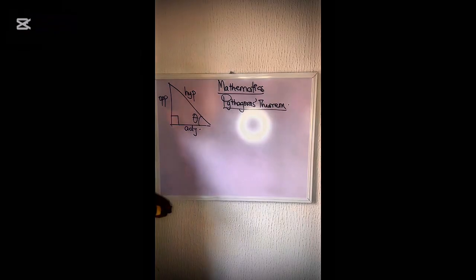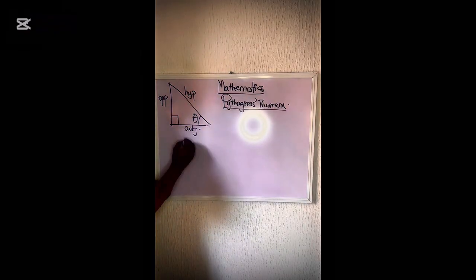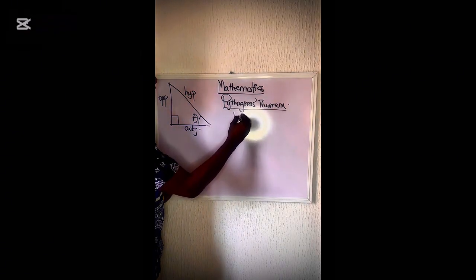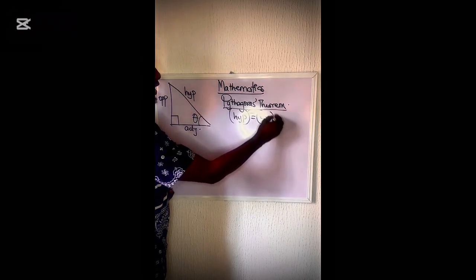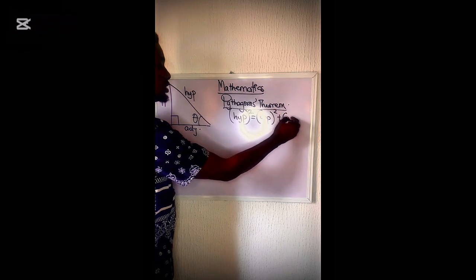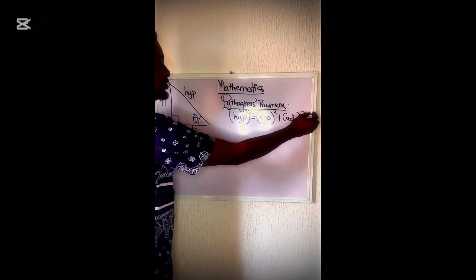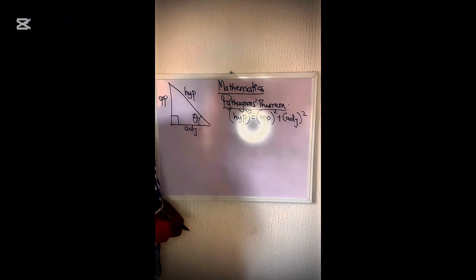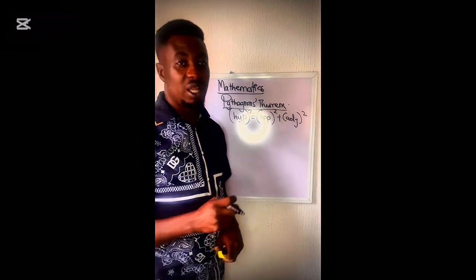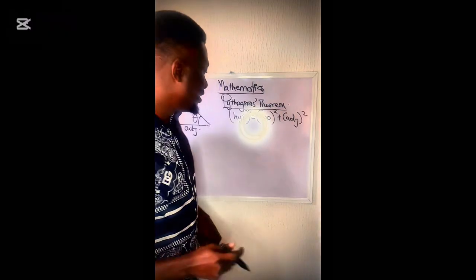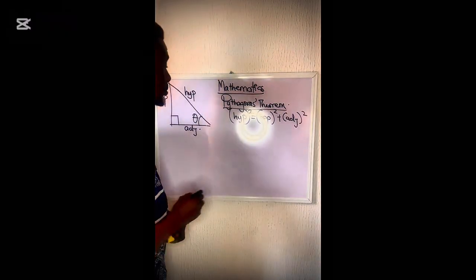Now, Pythagoras in his theorem said that the square of the hypotenuse is equal to the square of the opposite added to the square of the adjacent. Now let's dig into it and try to solve some examples.